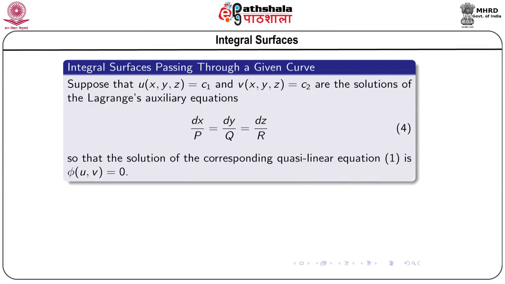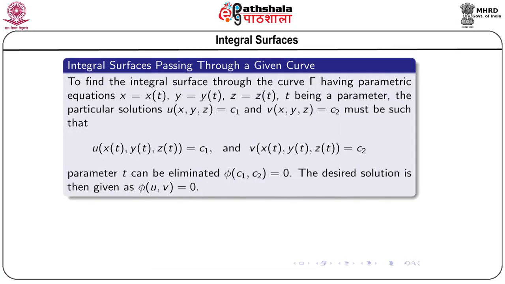Suppose we have a quasi-linear equation Pp plus Qq equals capital R, and u equals C1 and v equals C2 are the solutions of the Lagrange auxiliary equation dx by P equals dy by Q equals dz by R. So, the solution of the quasi-linear equation Pp plus Qq equals R is phi(u, v) equals 0, and we are interested to find the integral surface through the curve gamma. The equation of gamma is given in parametric form: x, y, z are some functions of parameter t.